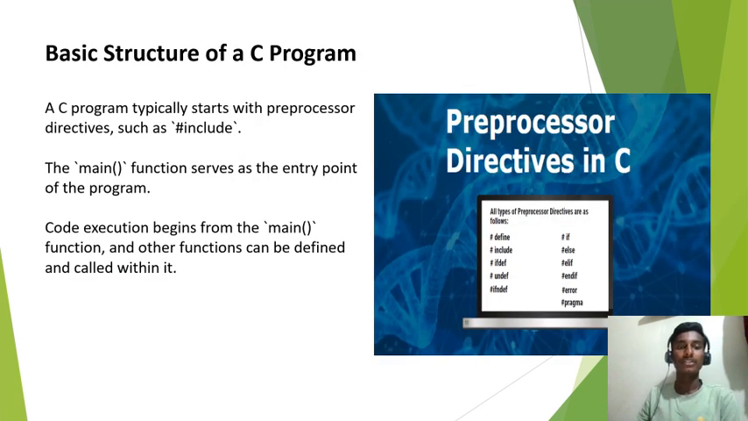Basic structure of a C program. A C program typically starts with a preprocessor directive such as hash include. The main function serves as the entry point of the program. Code execution begins from the main function and other functions can be defined and called within it.